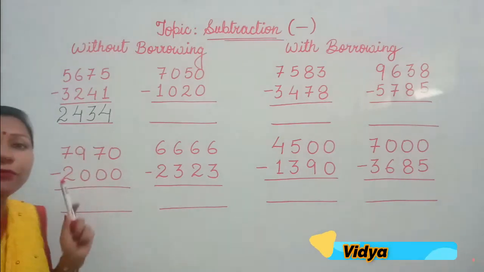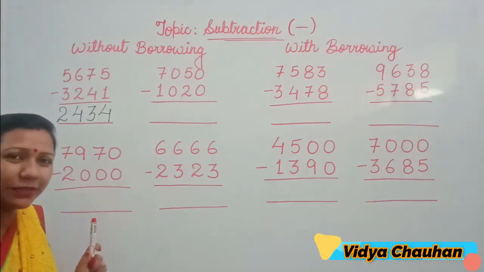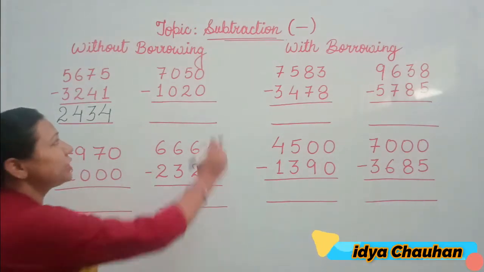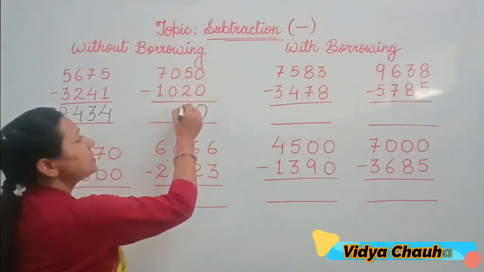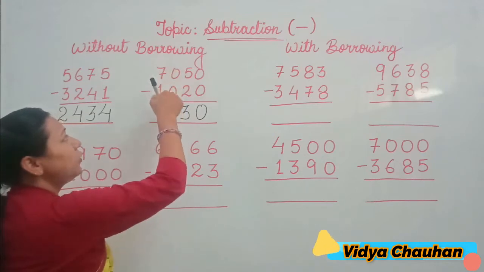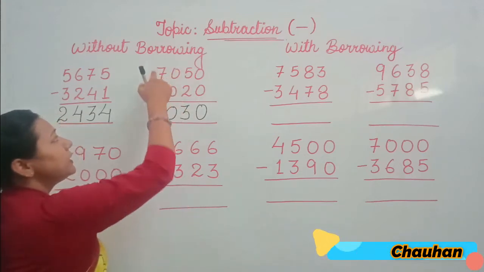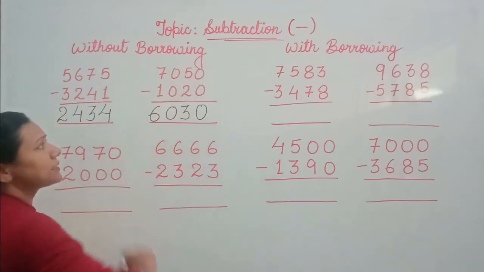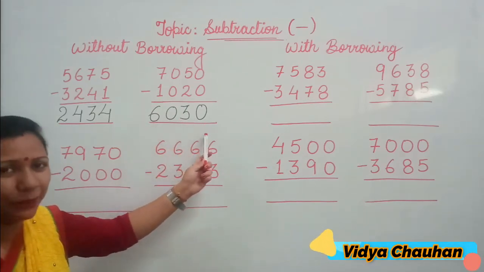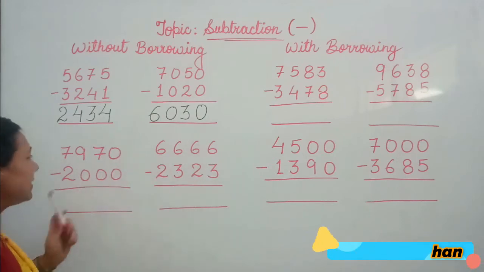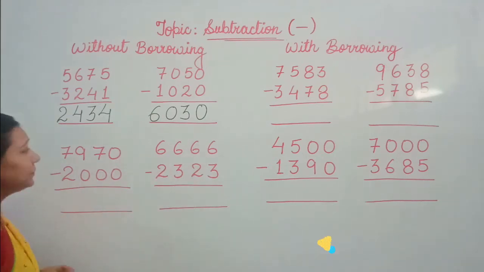This is how you can subtract without borrowing. This is the concept of without borrowing. Clear students? Let's take the second question. 0 minus 0 is 0. 5 minus 2, 3. 0 minus 0, 0. 7 minus 1, 6. So the answer is 6030.